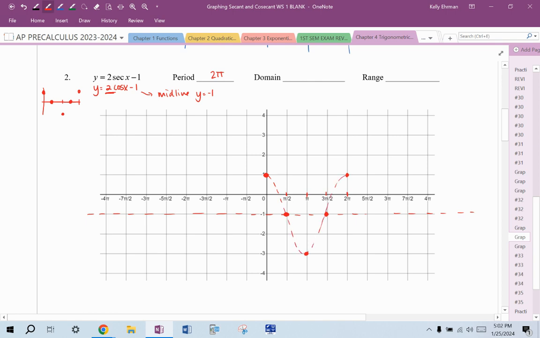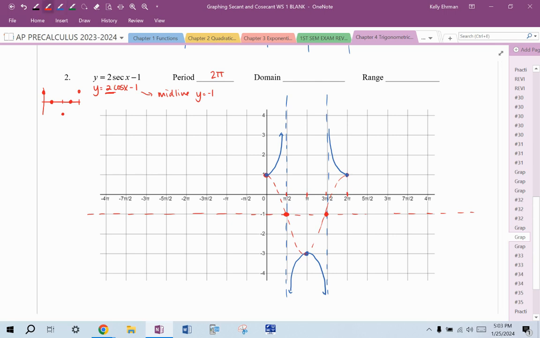I'm going to use a different color for my graph. So far, one period of the secant graph has vertical asymptotes at pi over 2 and 3 pi over 2. There's one full branch right here in the middle. And then right now I just have sort of half of a branch, but this will connect to the next part. So, all right, graphing the rest of it.